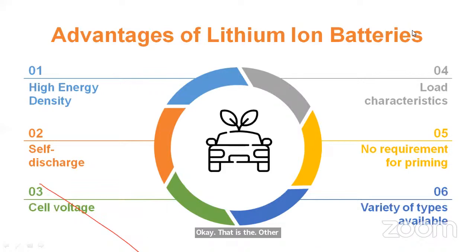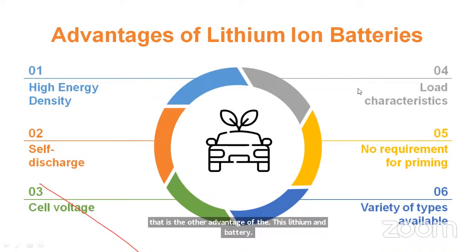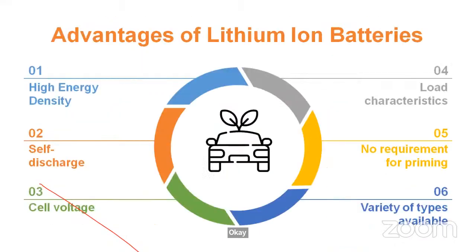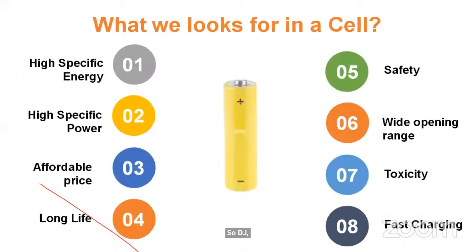Then, variety of types available. Lithium ion batteries are available in a variety of types. It could be circular, it could be rectangular, it could be a pouch. Different varieties are available, right? And that is the other advantage of lithium ion batteries. So these all were the advantages of the lithium ion battery.